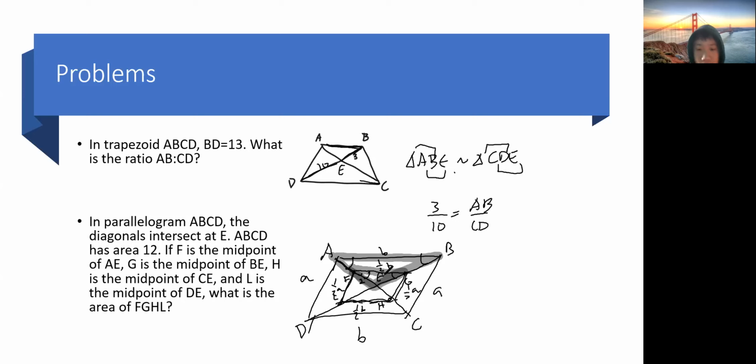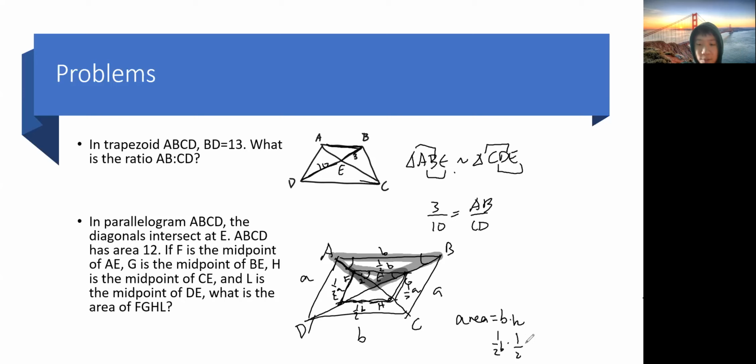So what does this mean about the area, the ratio of the areas? Well, area is base times height, right? We know the base has been shrunk by 1/2. The height has also been shrunk by 1/2 because the entire parallelogram has been shrunk by 1/2.